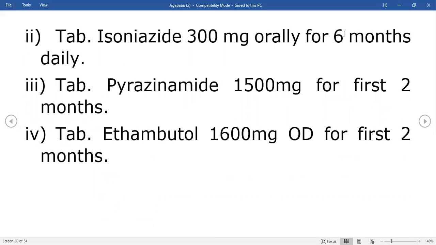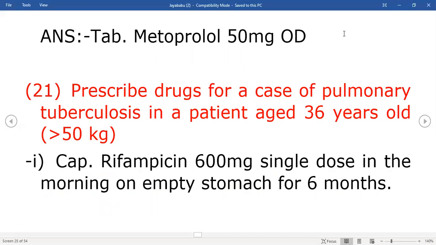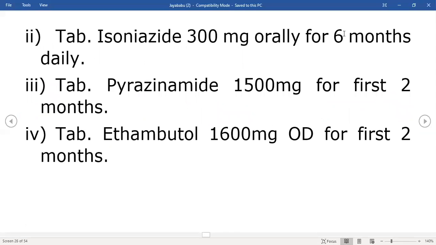So these are the drugs which are supposed to be given. These are all the frontline drugs which are supposed to be given for a patient of tuberculosis. So the drugs like capsule rifampicin on empty stomach should be given 600 mg OD for 6 months, and then pyrazinamide should be instituted, and then isoniazid. Apart from this, ethambutol.